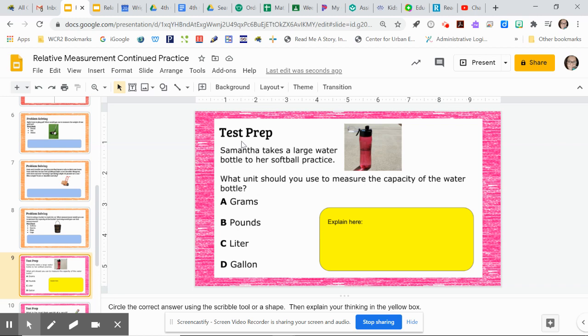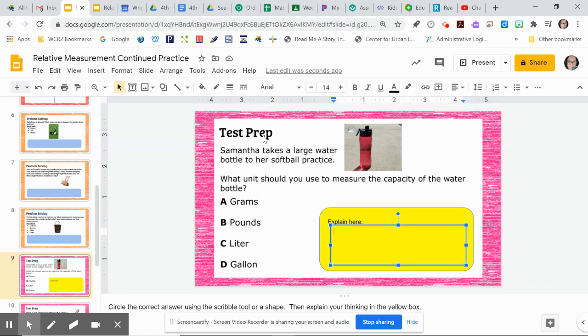This says test prep, but it's not really anything for a test. It's just written on there and I can't take it off. Remember, just double click where you want to type and then type in the box. What unit should you use to measure the capacity of the water bottle? Would you use grams, pounds, liter, or gallon? And then you're going to say, I would use the capacity of, or I would use the measurement of, blah, blah, blah, for the water bottle. So type in the full sentence here.